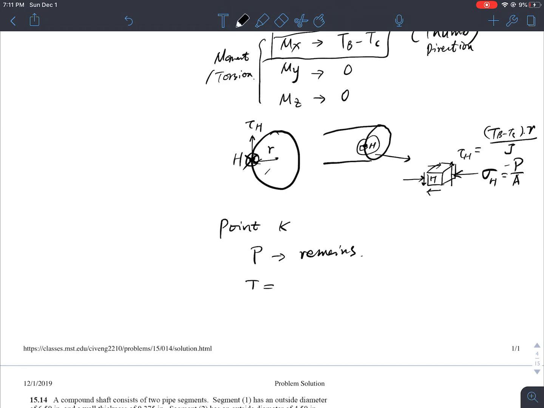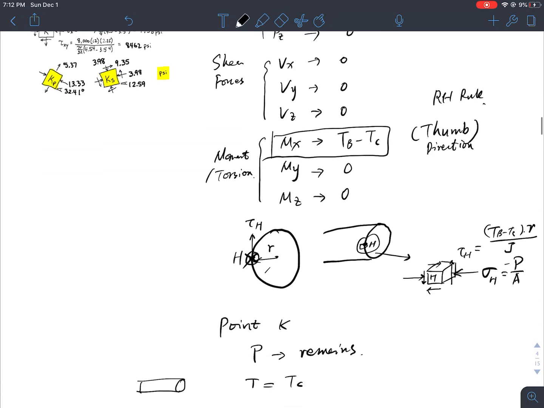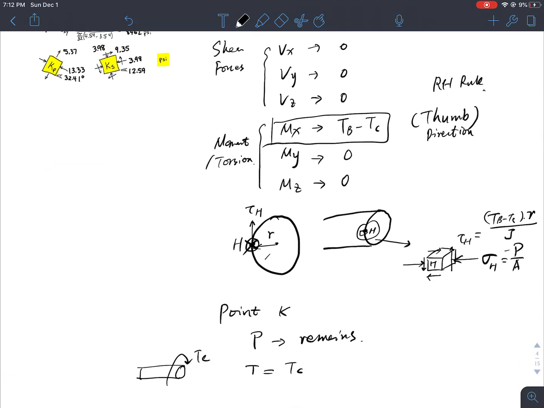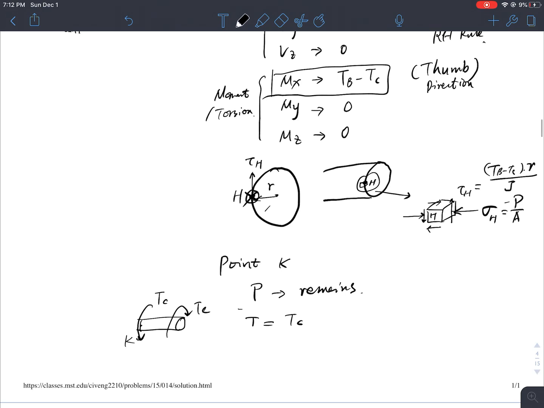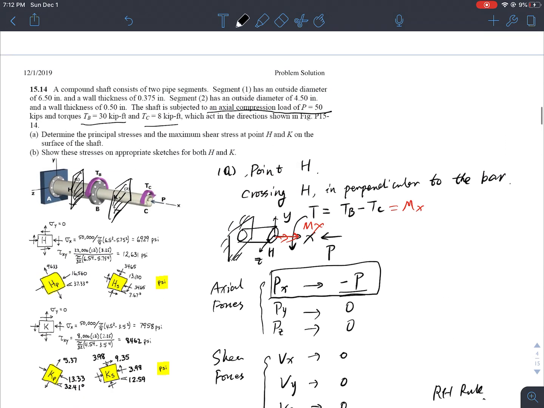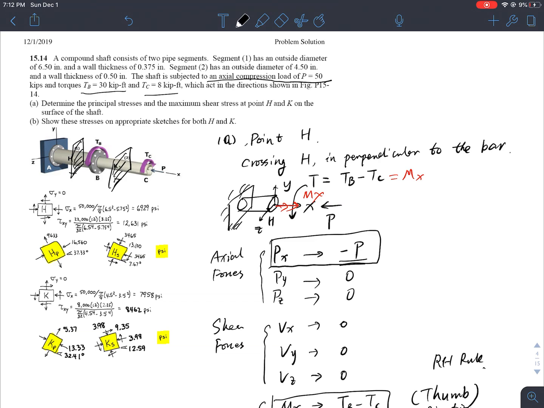Okay, but the torsion at K equals TC. Why is that? Because when I make the cut, if you review here, I have a TC going this way. So this is my K, and when I make a cut, I need to have the same moment or torsion to balance that. So the axial force remains, but the torsion changes. So this is my axial plus torsion combined loading.